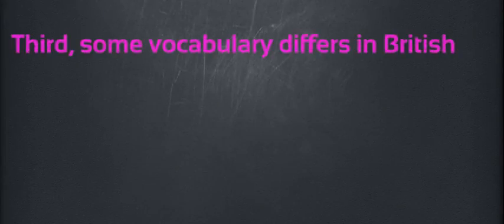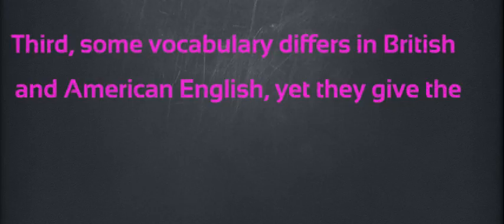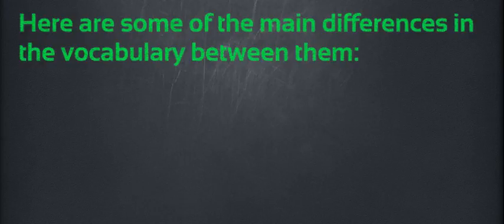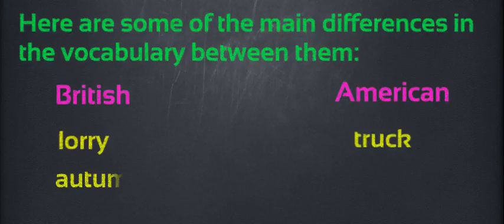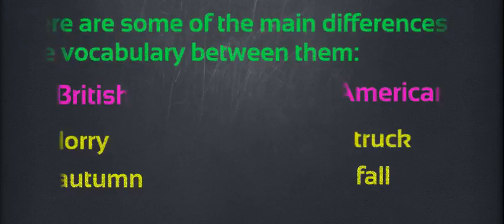Some vocabulary differs in British and American English, yet they give the same meaning. Here are some of the main differences in the vocabulary between them. We'll start with the British English first. Lorry, while the American English, truck. Autumn, fall.